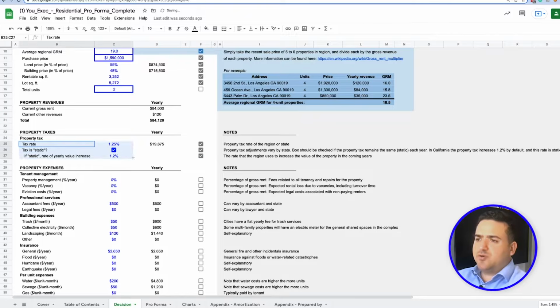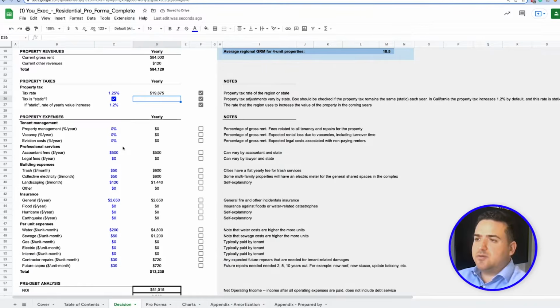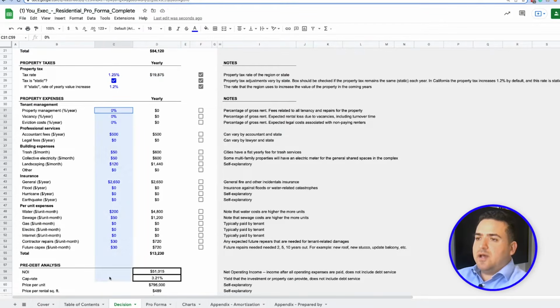So these numbers are correct for the state of California. So I'll continue going down. And here you want to enter the expenses that are a percentage of your gross revenue for the property. This includes property management, vacancy, eviction costs, etc. I expect to have a 2% vacancy. I know property management is about 5% in the area, and the eviction costs, I'm just going to put 1% of gross revenue. These are, of course, estimates.